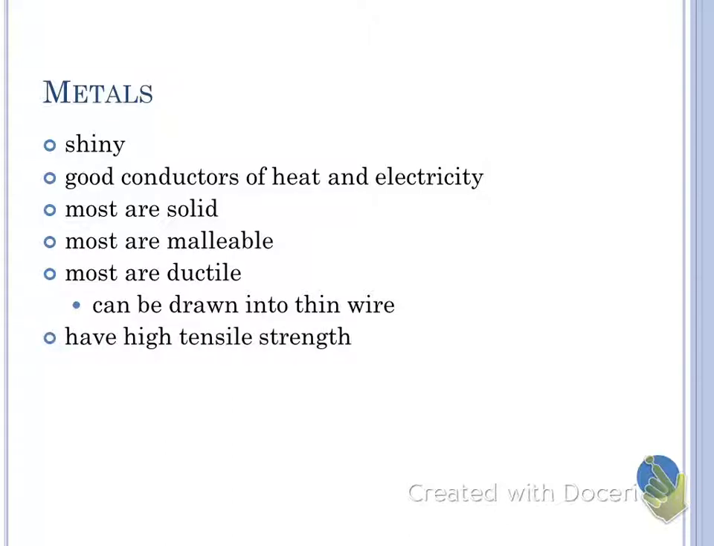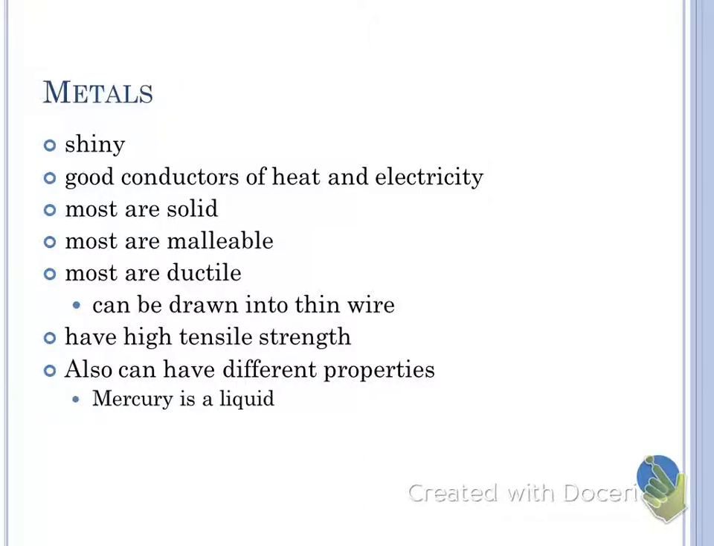Last, they have high tensile strength. So what that means is that when we hit it with a hammer, it's not going to shatter. It might get a dent, or it might not even show anything, but it's not going to shatter. So the opposite of high tensile strength means it's really brittle. Okay, then here's just a couple of different properties. Mercury is a liquid. We talked about that.